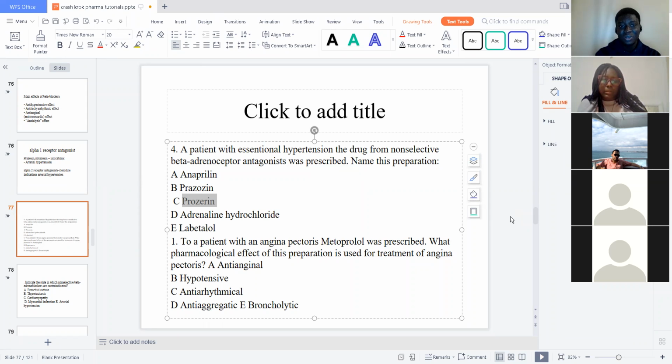Another name for Proserine is neostigmine. So it's an indirect acting cholinergic drug. It inhibits acetylcholinesterase. Now we're talking about adrenergic drugs, so it's a different thing entirely. We're talking about drugs that act on the adrenoreceptors. So try again. Prazosin. No.